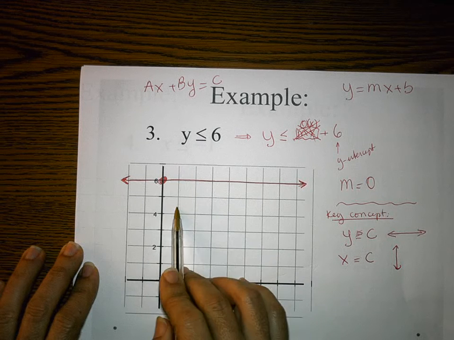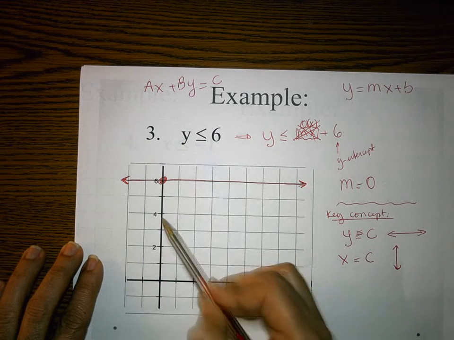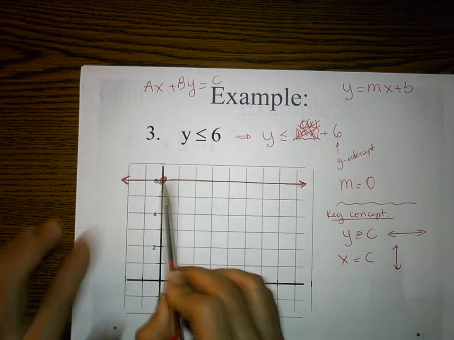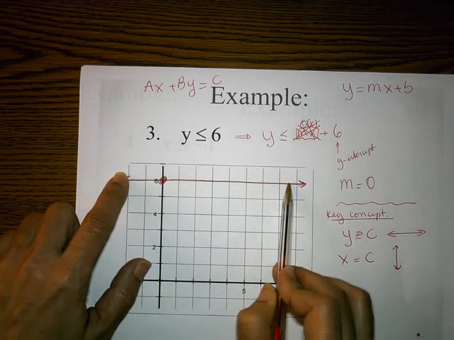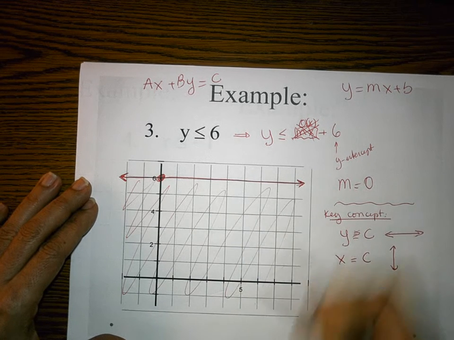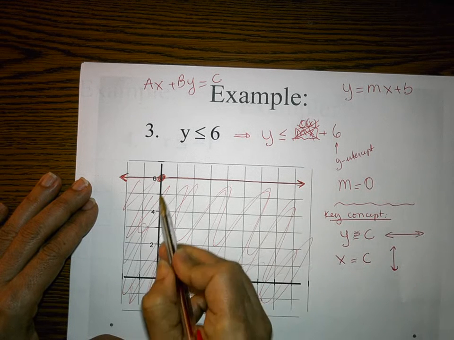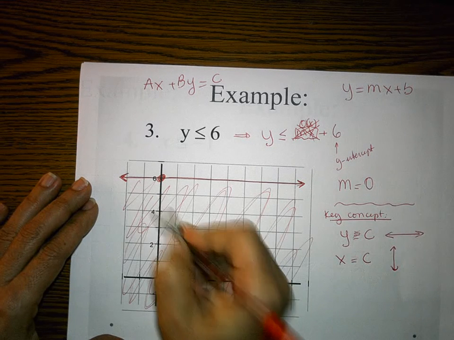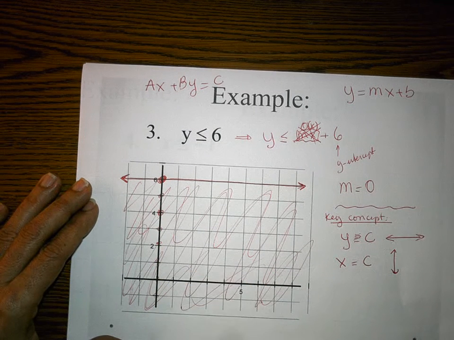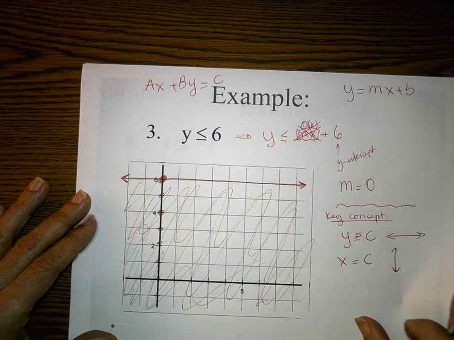So all I have to do now is decide, do I shade above or do I shade below? Well, I want all the y values that are less than or including the 6. So I included the 6 line, and I want everything below because it's less than, okay? So the truth is you can pick anything here, any y value here is less than 6. 5 is less than 6, 4 is less than 6, any y value here is less than 6, okay? All right, so let's go ahead and do another problem.